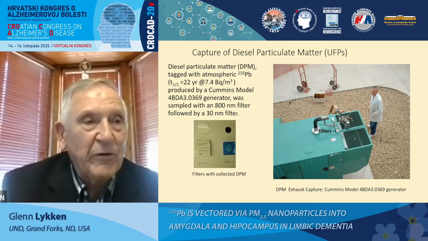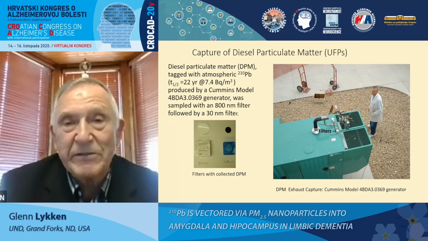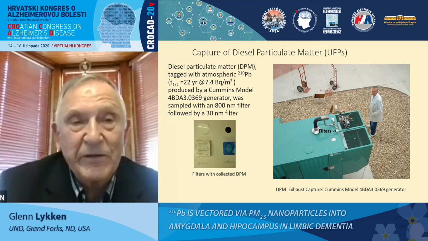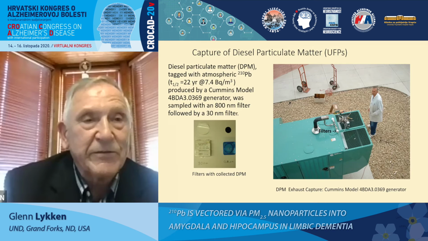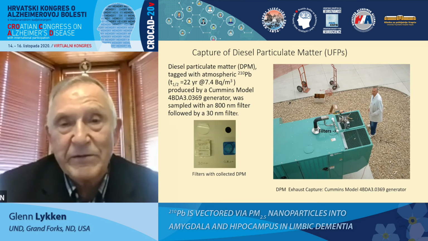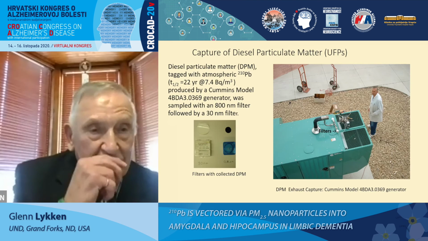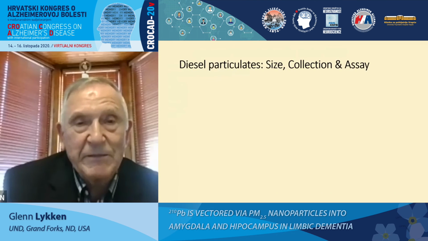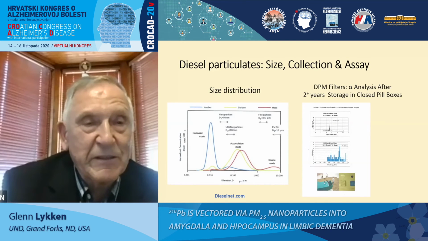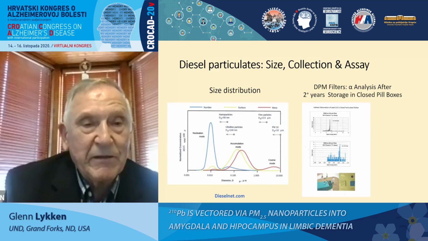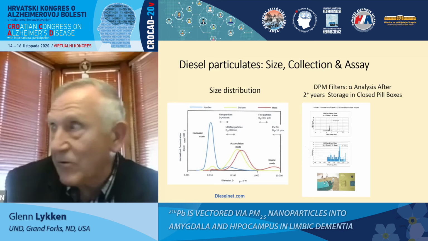Now what we wanted to do is get a diesel engine and capture some of the exhaust. We had two filters, a 30 nanometer filter and a 0.8 micron filter, and we sampled the air. On the lower left, we have pictures of the samples after exposure. If you look at the size distribution on the left, in the exhaust particulate matter from a diesel engine, you have quite a range of sizes.